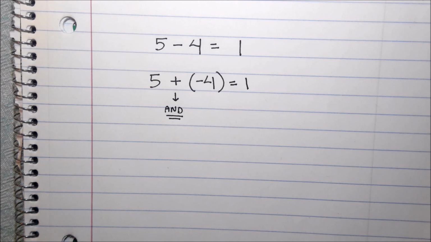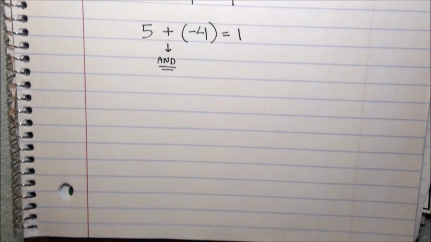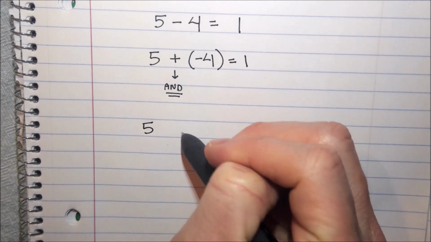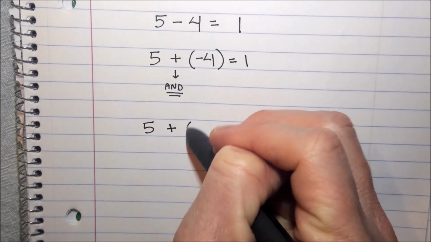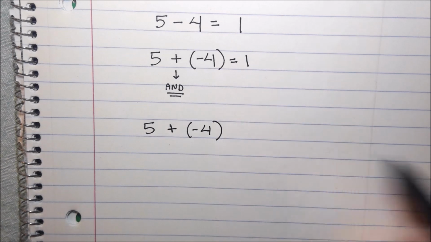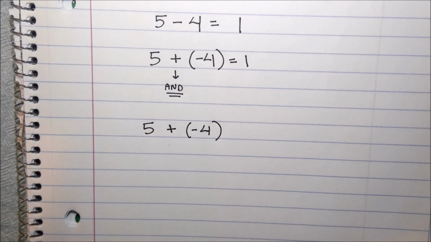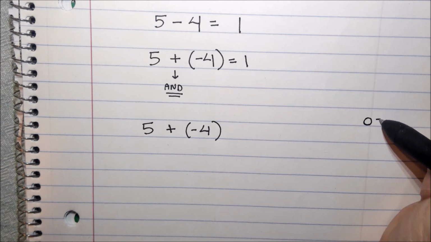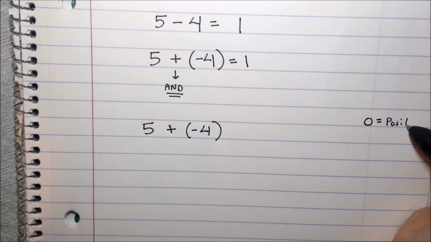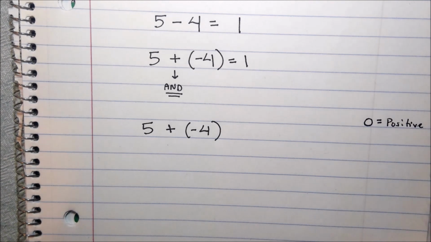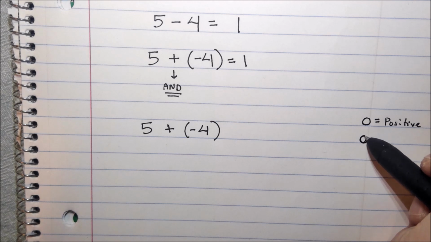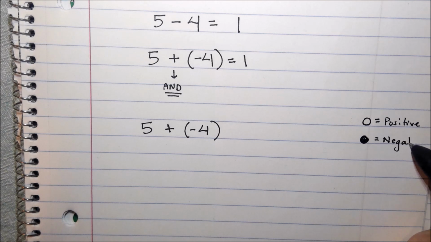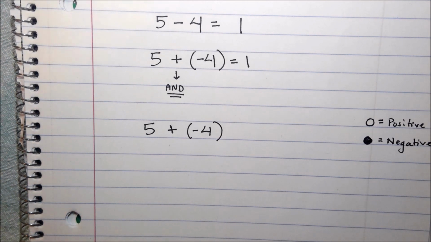You still may be confused, so let's dive a little bit deeper. Integers can be tricky if you don't quite understand them. So let's rewrite it: 5 and -4. What I'm going to do is draw two types of circles over here. First, you have this open circle, which means it's not colored in. That's considered a positive. Then you have a closed circle, which means it is colored in, and we're going to call that negative.